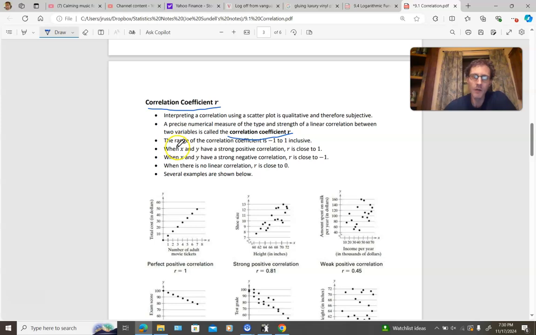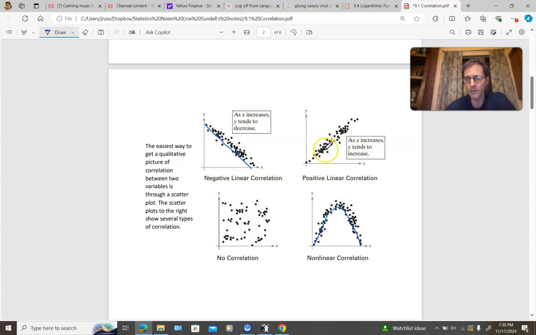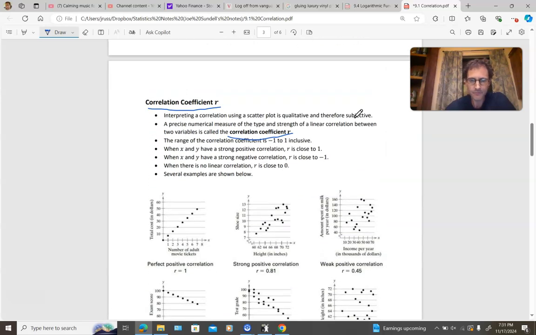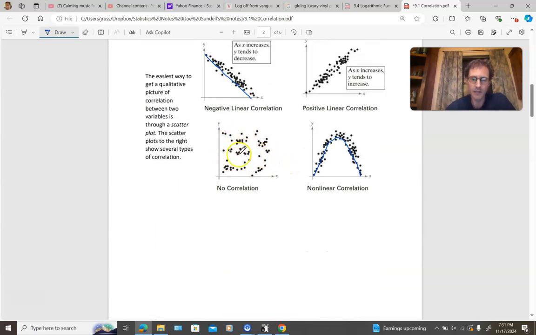Okay, and then if you look at this next bullet point, when X and Y have a strong positive correlation, R is going to be close to 1. So that makes sense, okay, because we saw an example in which there was a strong positive correlation right here. So an imaginary line through all these points would have a slope close to 1. And then when X and Y have a strong negative correlation, then R is going to be close to -1. And then finally, if there's no linear correlation, R is going to be close to 0. So that would be evidenced by this scatter plot right here, okay?